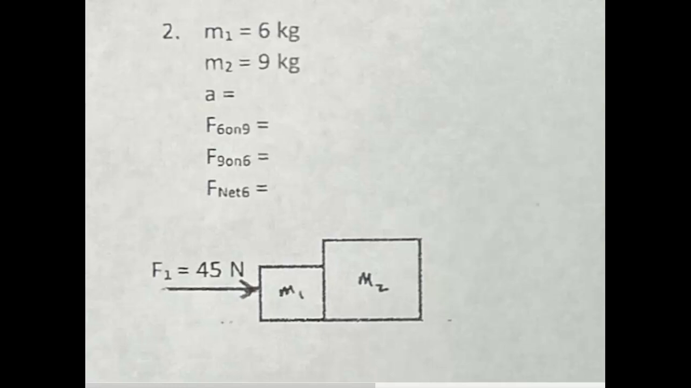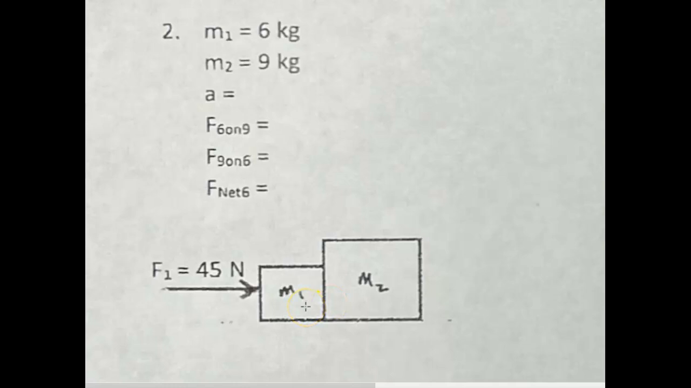In problem number 2, we're pushing 2 blocks with a force of 45 newtons. The force is applied to block number 1, which then pushes into block number 2. So you can see here block number 1 is 6 kilograms, block number 2 is 9 kilograms. So this internal force, when I push on block number 1, pushes on block number 2. So that'll be called F6 on 9, because the 6 kilogram block is pushing on the 9 kilogram block.